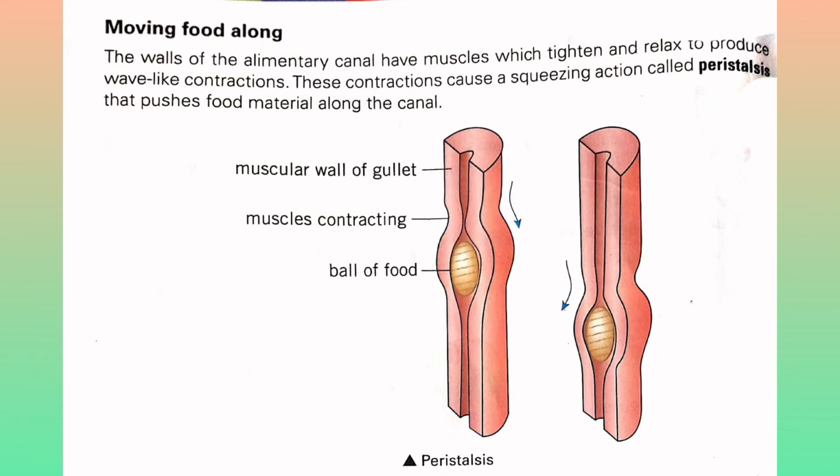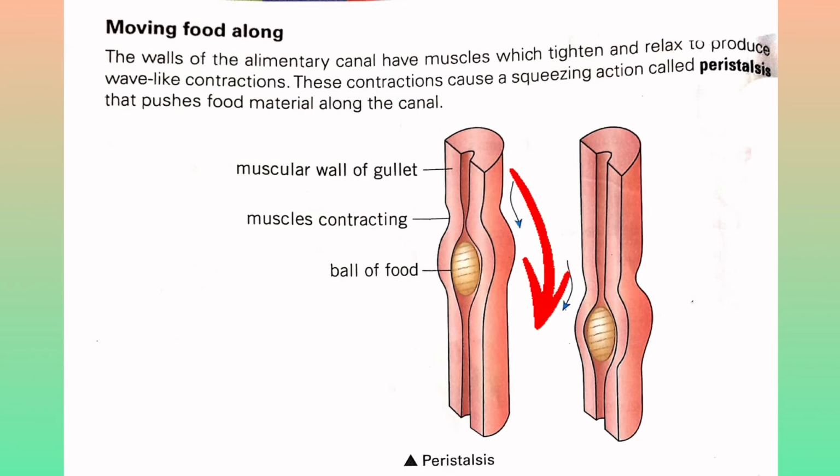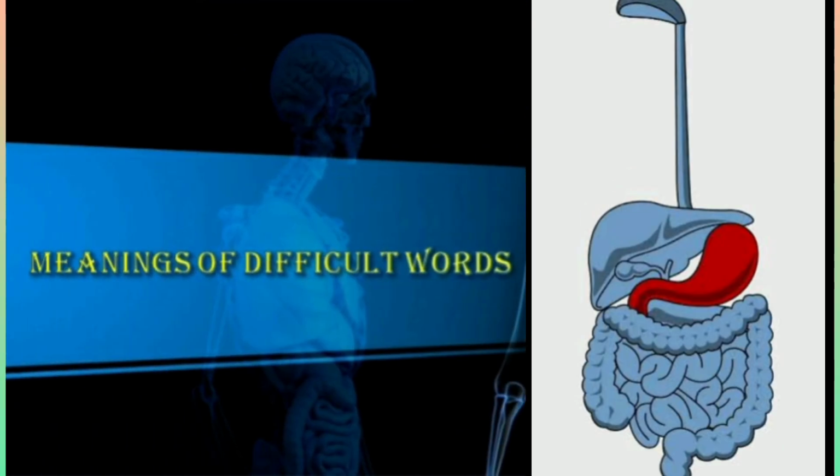As you can see in the picture, muscular walls of the gullet allow muscular contraction and move food balls very easily in wave-like form. Okay, now we will go through the meaning of difficult words.